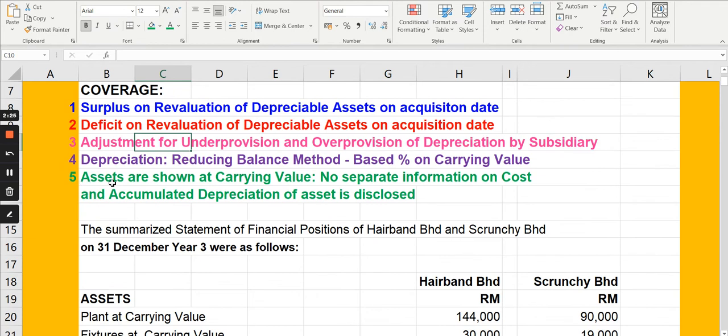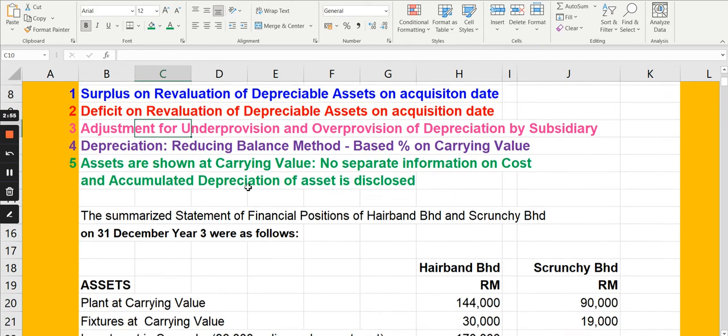The next one is that in this particular example, assets of the subsidiary are shown at carrying value. There is no information on costs and accumulated depreciation being disclosed. This is different from my previous example, which used the example of hammock and shanty. You can check that. I will put the link in my description. This one will cover assets being shown at carrying value.